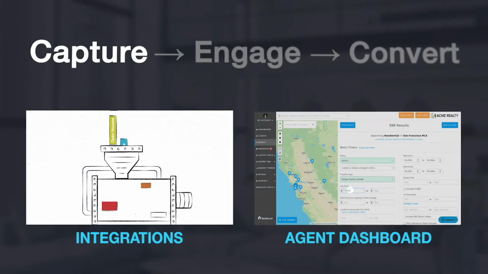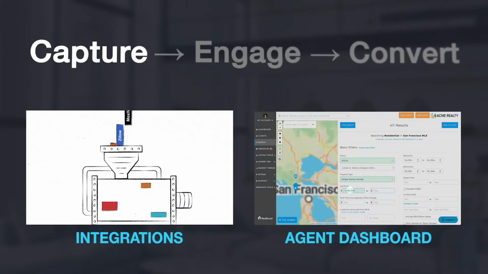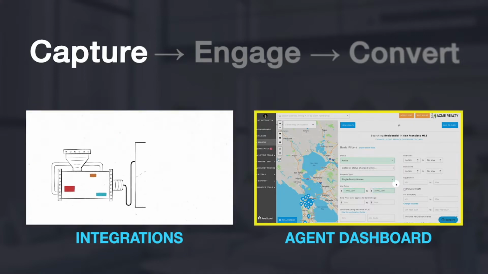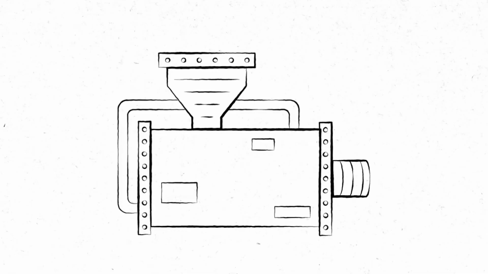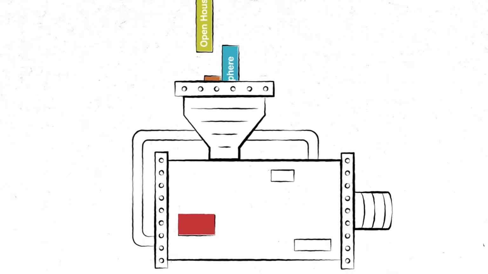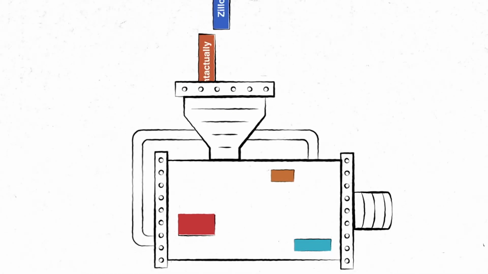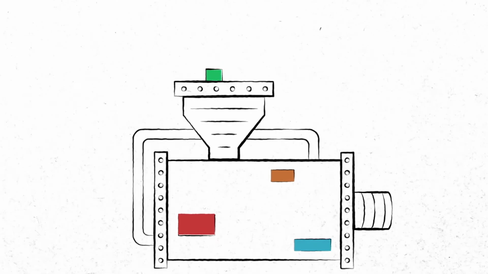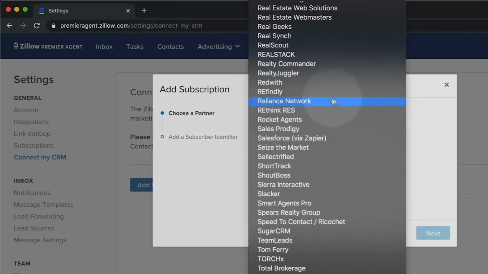The RealScout experience starts when I get a new prospect, which happens automatically using integrations or manually from the agent dashboard. Let's take a look. RealScout's native integrations and API can ingest new leads from my website or CRM, and if I advertise on a portal like Zillow or Trulia, I can integrate with Zillow Connect to instantly capture new leads.